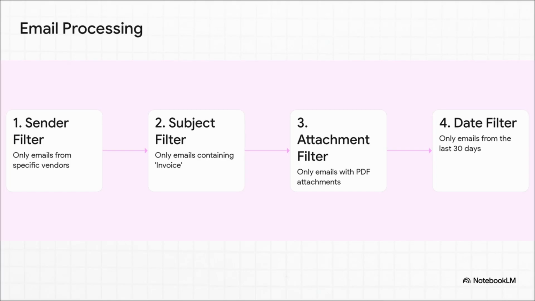Okay, first up, taming your inbox. Instead of trying to read every single email, you build a chain of filters. You start by saying, only show me emails from these specific senders. Then, of those, only the ones with invoice in the subject. Then, only the ones with a PDF attached. And finally, only from the last month. Suddenly, a task that took hours is done in seconds.